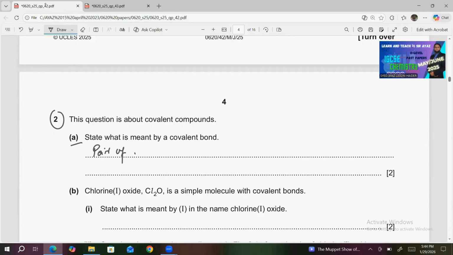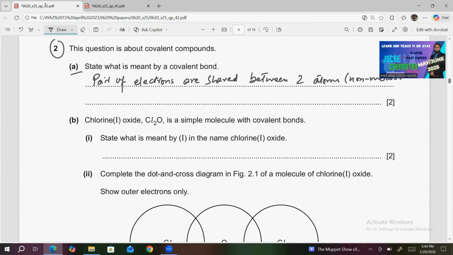Pair of electrons are shared between 2 atoms. Now, it's very important: these 2 must belong to the non-metal group. This will be the definition.